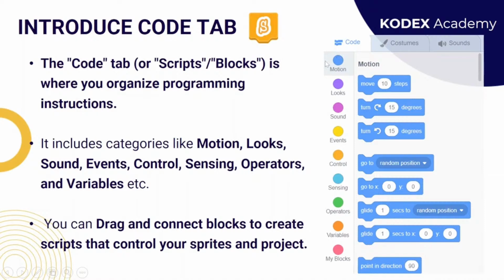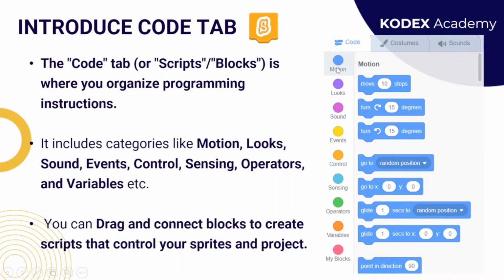You can see over here there are multiple block palettes: motion, looks, sound, events, control, sensing, operators, variables, and My Blocks. As per our demand, we can create our own block and use it for our animation. So the code tab contains all the scripts, all the blocks which can be used to create your organized program.